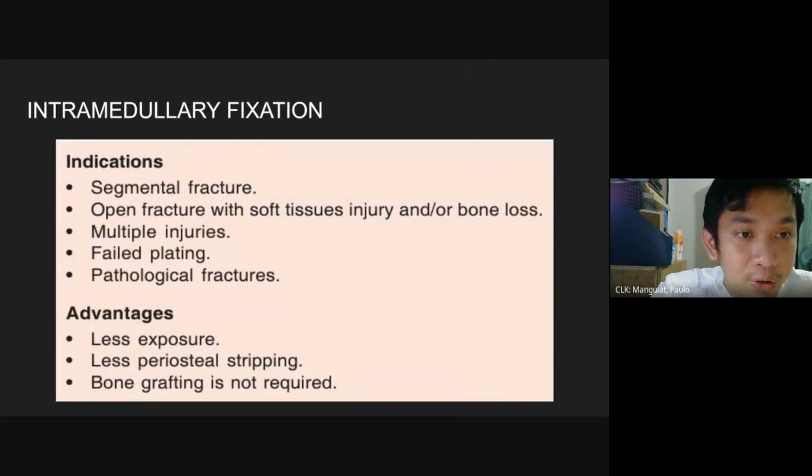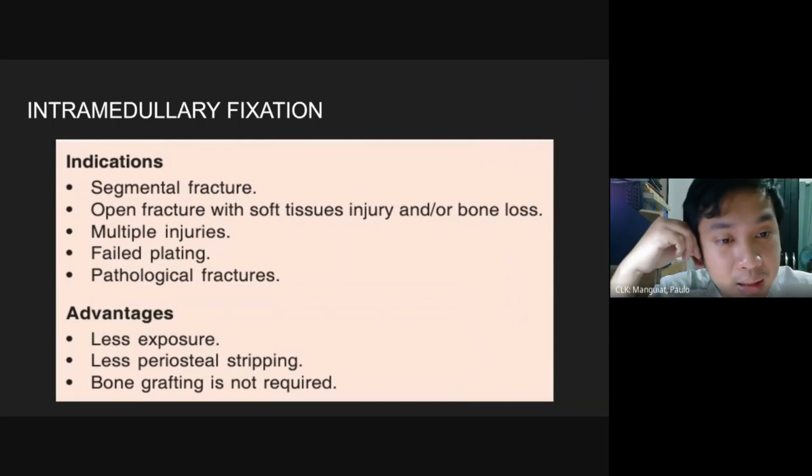For intramedullary fixation, these are the indications: open fracture with soft tissue injury and or bone loss, as in our patient, and also segmental fracture, multiple injuries, failed plating, and pathological fractures. Its advantages are less exposure, less periosteal stripping, and bone grafting is not required. Next slide po.